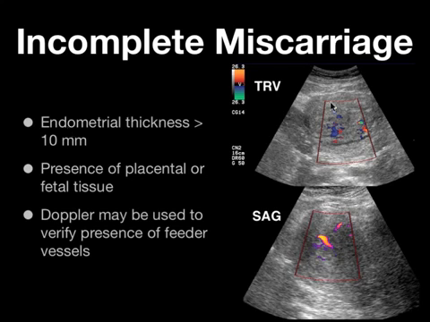If you've got what appears to be a heterogeneous fluid collection within the endometrium, put color Doppler on it. If you can verify the presence of feeder vessels like you see here, then this helps confirm that there's retained placental parts, and you can then make the diagnosis of an incomplete miscarriage.